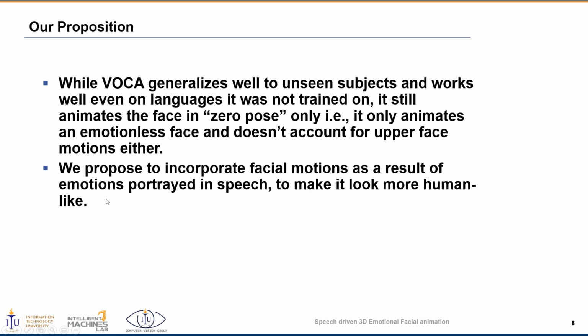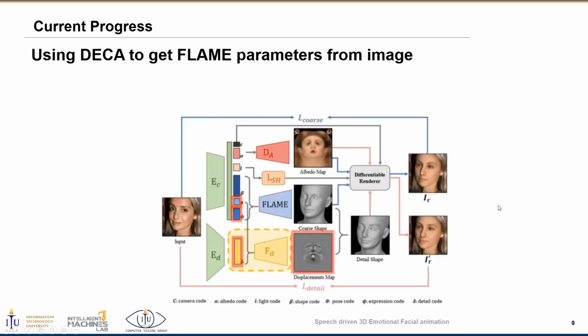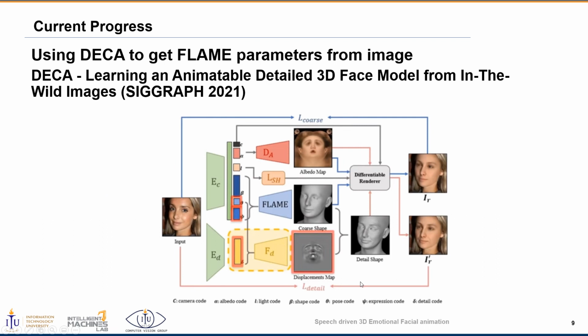So we propose to incorporate facial motions which are a result of speech and make it look more humanlike. For that we are using DECA. DECA is the latest state of the art in converting input images into corresponding 3D models with quite real-looking textures, which basically we really don't need right now. We only need this part, so we are going to use only this encoder, which outputs the identity, pose and expression coefficients corresponding to FLAME, and that's all we need from DECA for now.